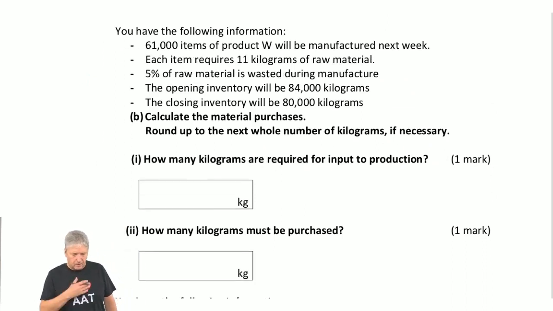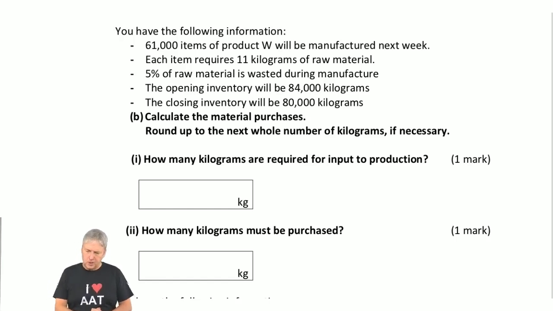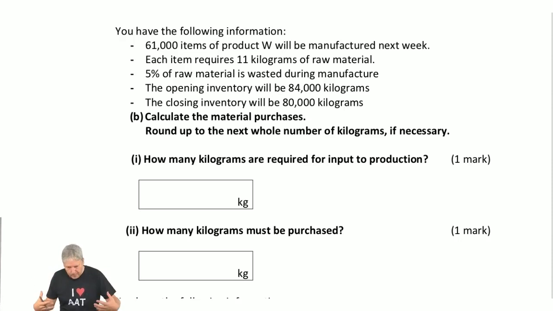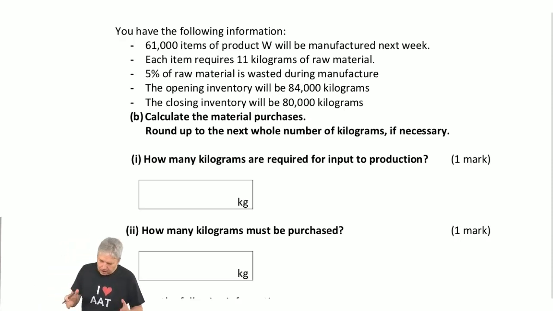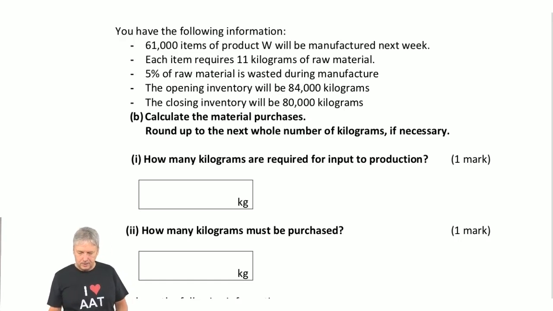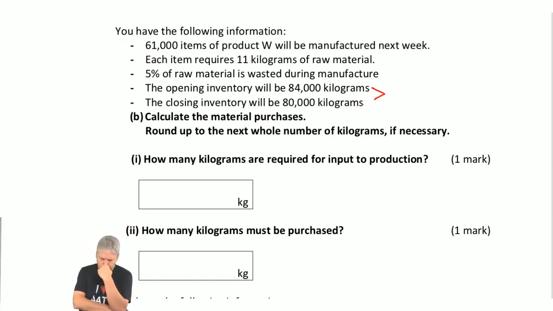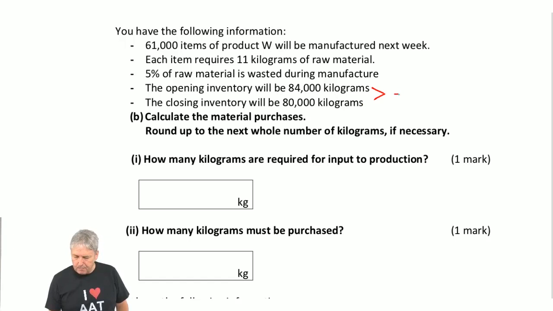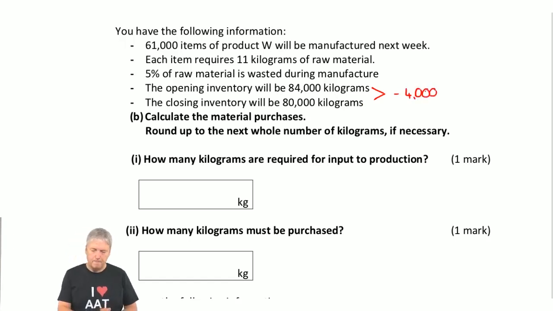We're then told other stuff. You have the following information. 61,000 items of product W will be manufactured next week. Each item requires 11 kilos of raw material. 5% of the raw material is wasted during manufacture. The opening inventory will be 84,000 kilos. The closing inventory will be 80,000 kilos. So just looking at this, opening and closing inventory, what happens? Is there an increase or decrease in stock? Well, there's a decrease, isn't there? So it's going to be minus 4,000 that we're going to have to put in somewhere.